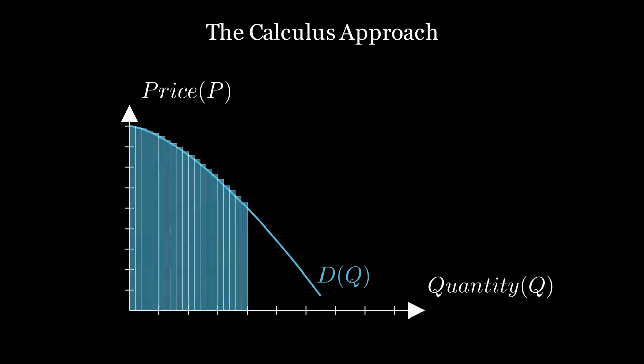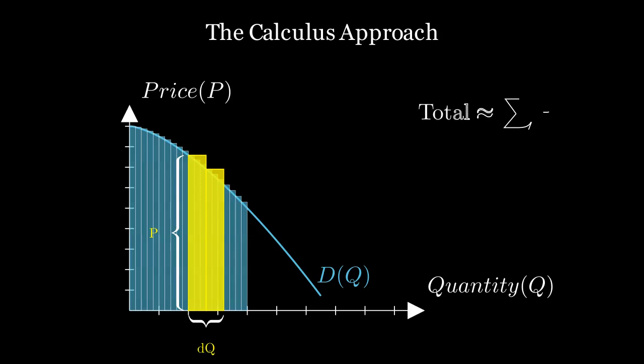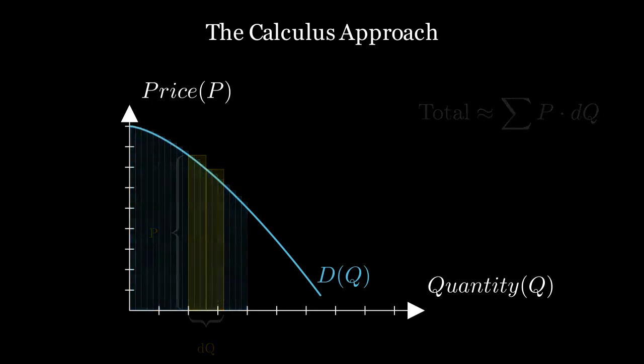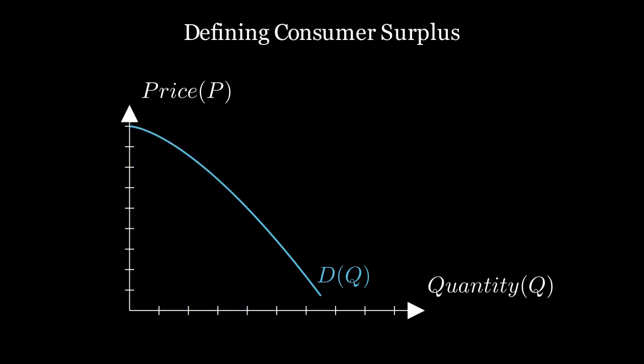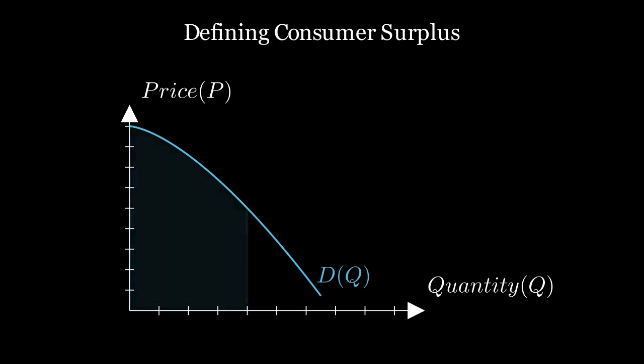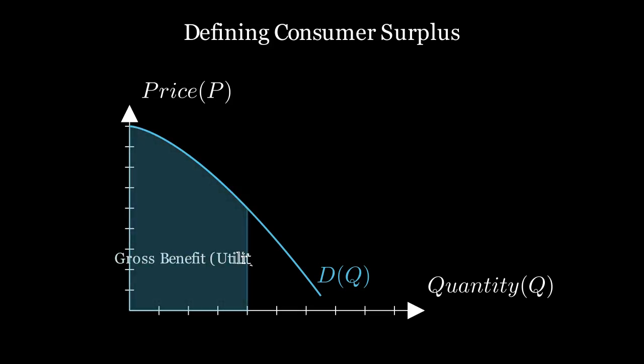If we look at the demand curve, we can divide the area under it into tiny vertical rectangles. Each rectangle represents the value of a very small increment of the product. The width of each rectangle is dq, and the height is the price P at that point. If we sum all these rectangles from 0 to our equilibrium quantity Q star, we get the total value or total utility the consumers receive. However, consumers don't get this for free. They pay a total amount equal to the price times the quantity, which is the area of the rectangle formed by P star and Q star.